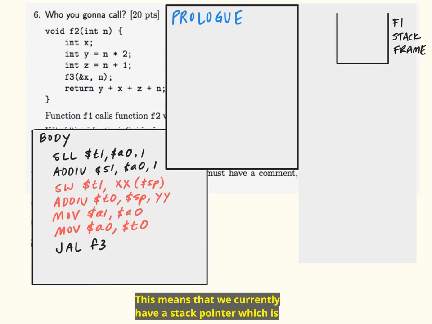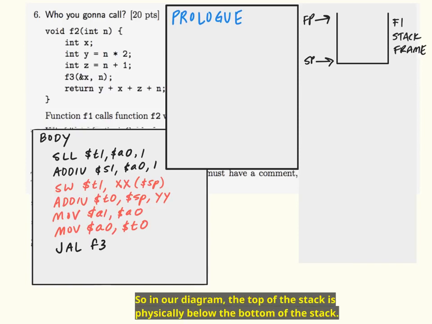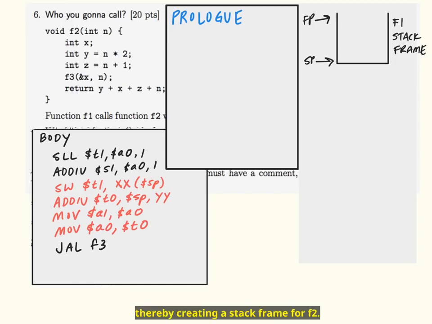To begin with, we assume that the stack frame of F1 is here. This means that we currently have a stack pointer, which is pointing to the top of the stack, and we have a frame pointer, which is pointing to the bottom of the stack frame for F1. This can be a little unintuitive because the stack grows down. So in our diagram, the top of the stack is physically below the bottom of the stack. The first thing we're going to do is to decrement the stack pointer, thereby creating a stack frame for F2.